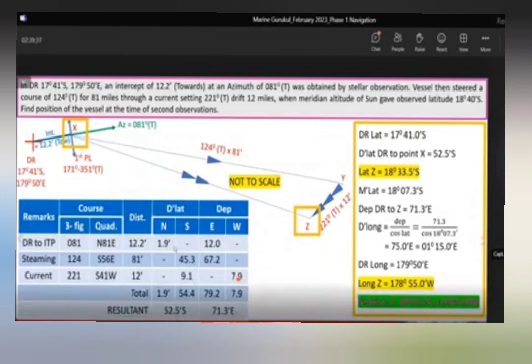We added these three. Once you add them, the bigger value is 54.4, smaller is 1.9. So the smaller one is subtracted and you get the answer as south. The naming is the naming of the bigger value. Now this 52.5 is the DLAT between the DR position and the Z position. So up to here is clear, beta?